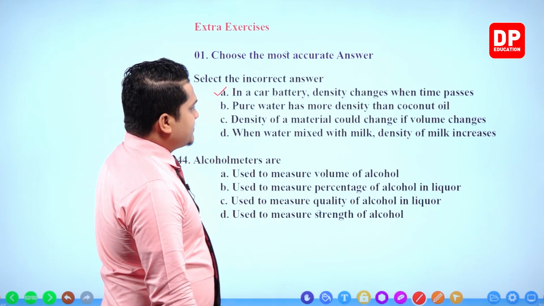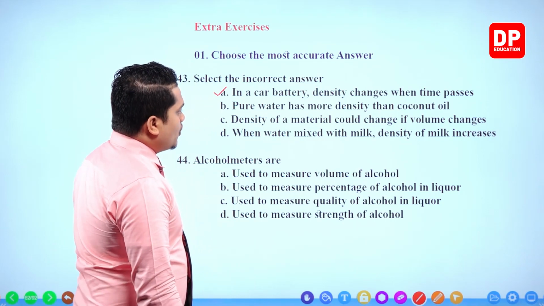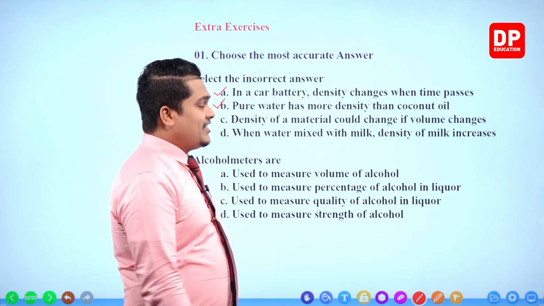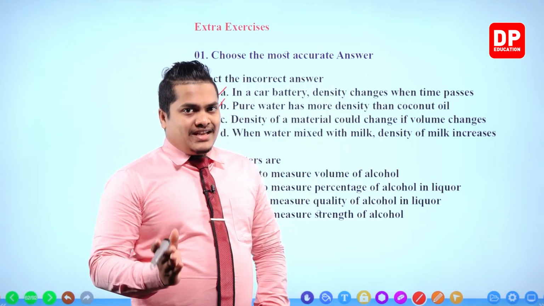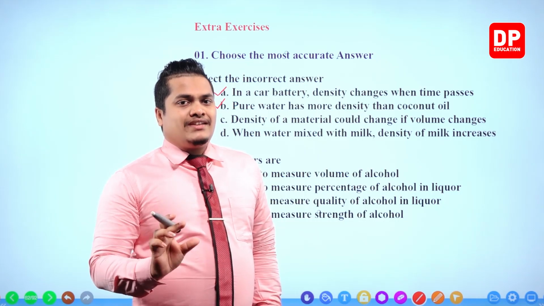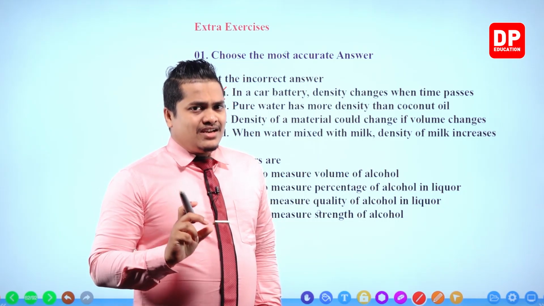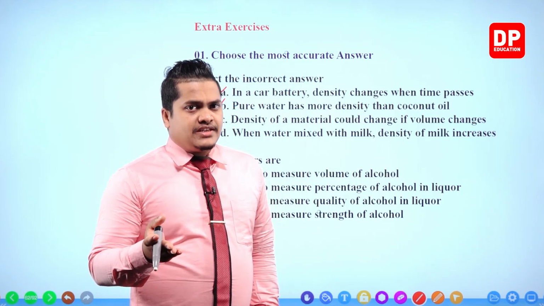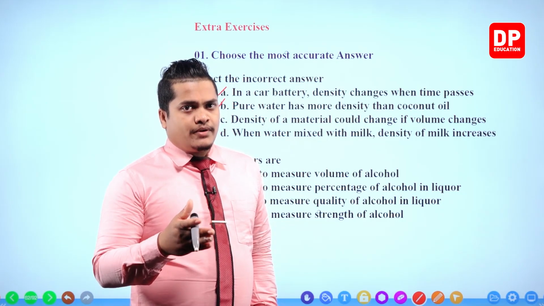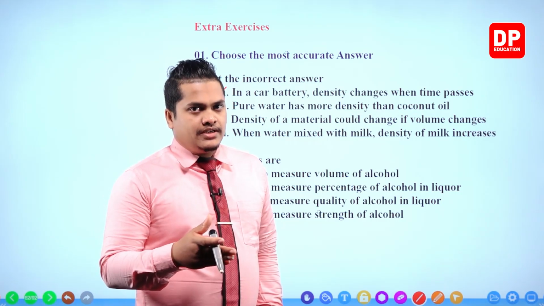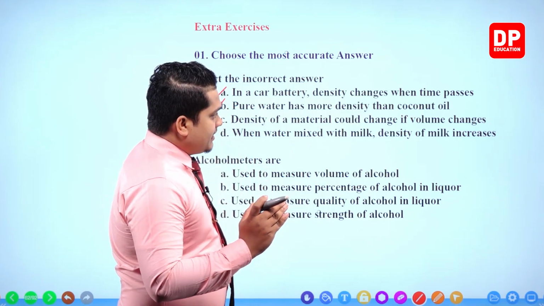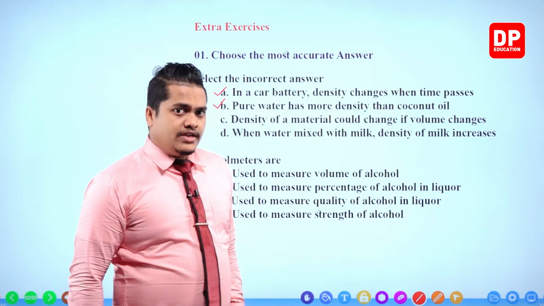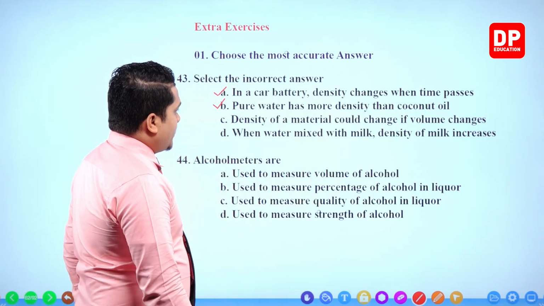Next one. Pure water has more density than coconut oil. Once again, correct. Even we measured these things in our laboratory. Can you remember? We measured the density of the water. We took that answer nearly as 0.99, right? And we measured even the density of coconut oil, nearly 0.9 something, right? 0.90 nearly. So the density of coconut oil is somewhat lesser than the density of water. It is correct. Next one.